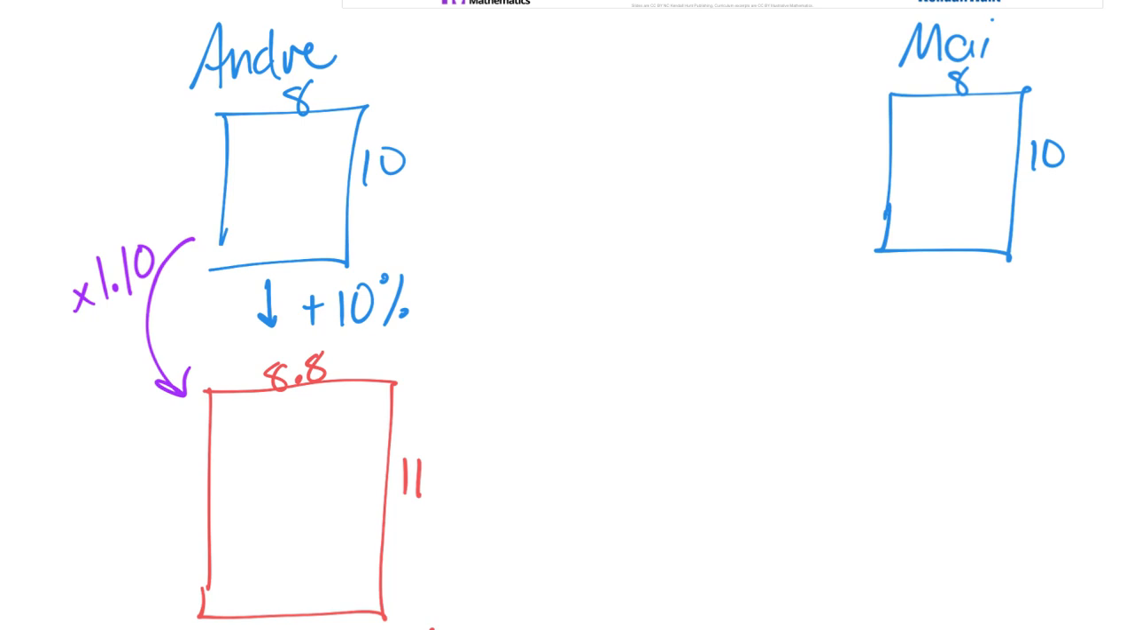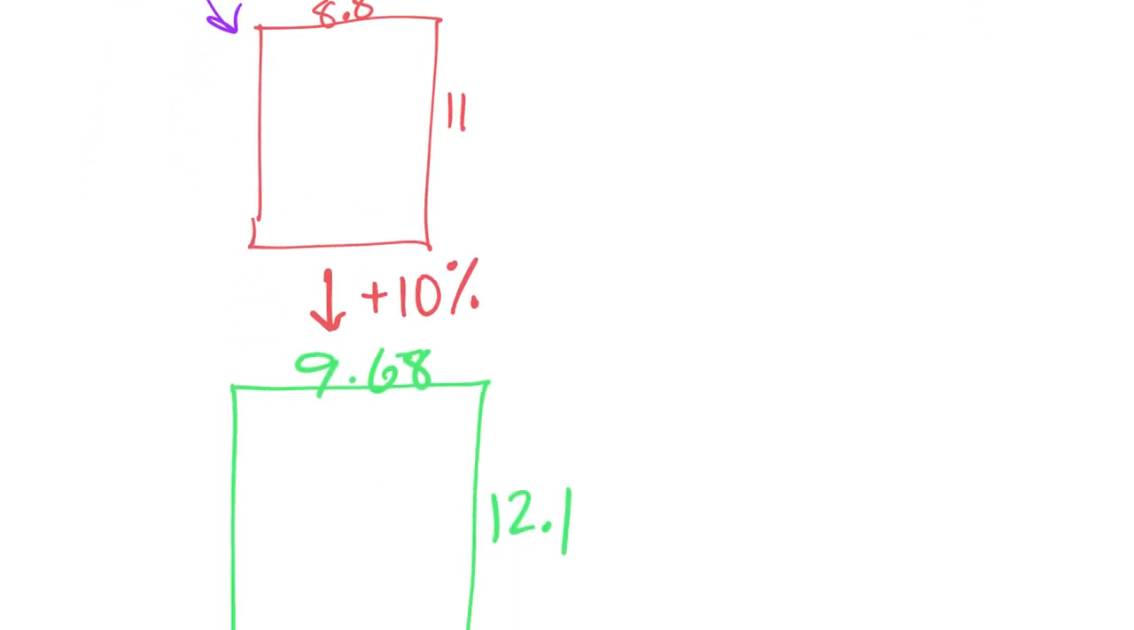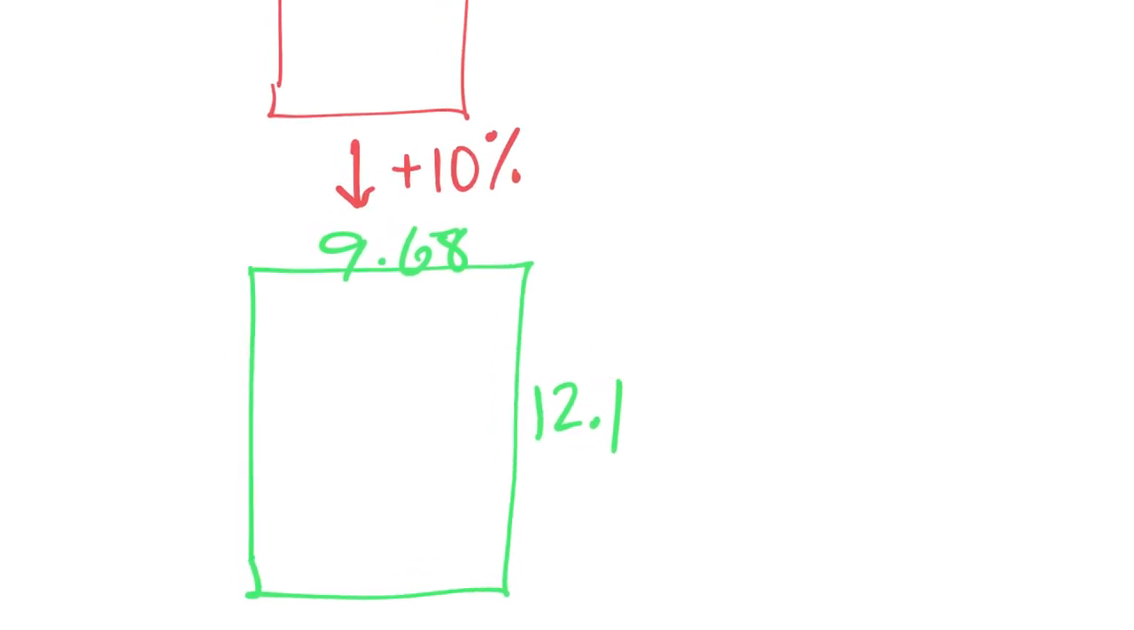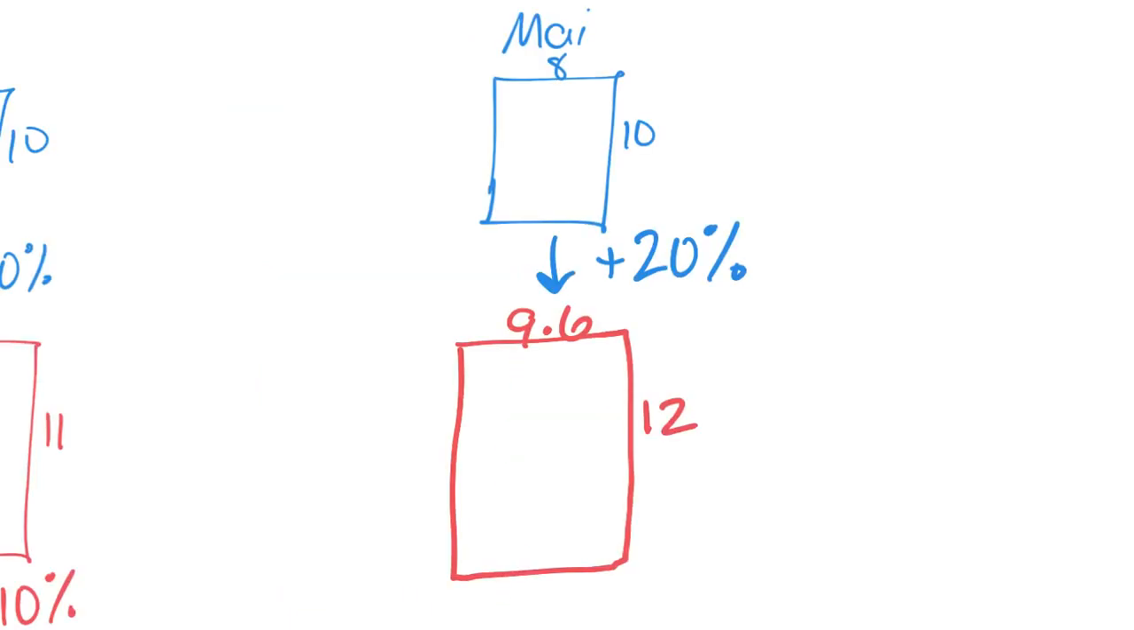Now he's going to add on 10% again. So now he's going to take, again, those values times 1.10. And then we're going to end up with an image that is 9.68 inches by 12.1 inches large. May said she was just going to increase the whole thing by 20% right away instead of in 2 separate steps. So she's going to take the side lengths times 1.20, and you're going to end up with an image that is 9.6 by 12 inches long.